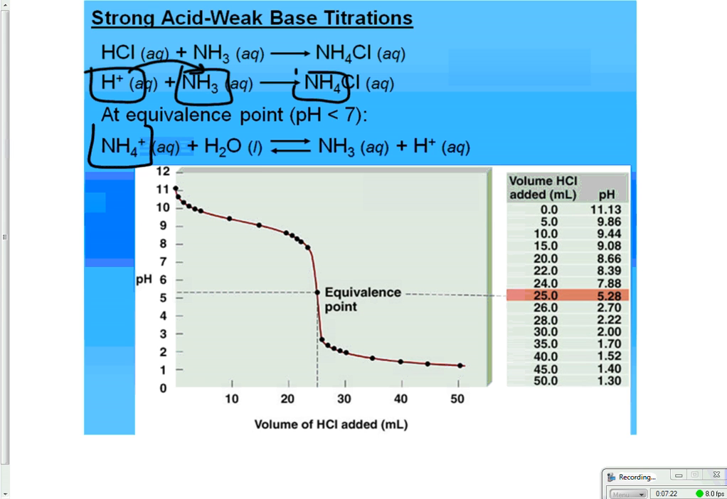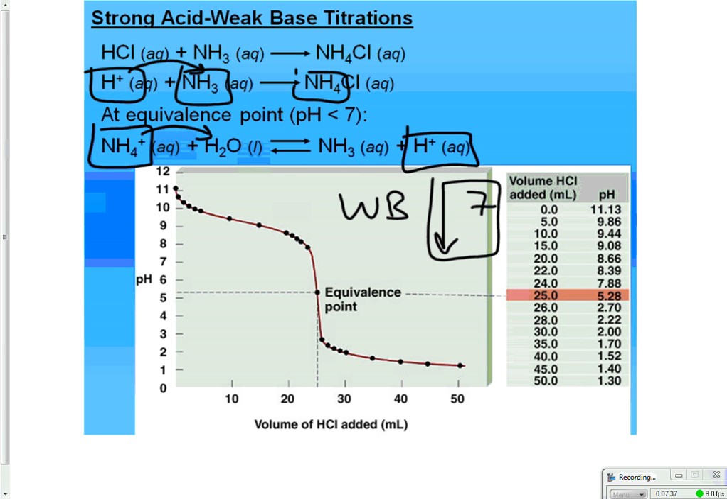At equivalence, a positive ion will give an H to water, thereby creating H3O plus or H plus, which means anytime you titrate a weak base, the pH at equivalence is going to be below 7. Always. Because you're going to leave a positive ion afterwards, and we know from before a positive ion always reacts to produce an acidic solution.